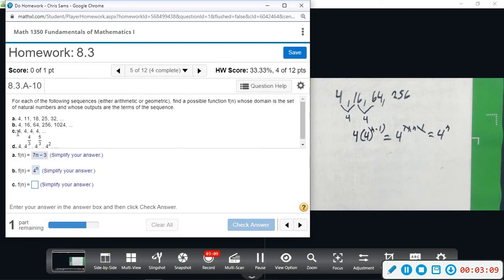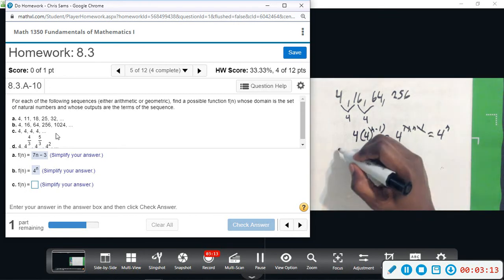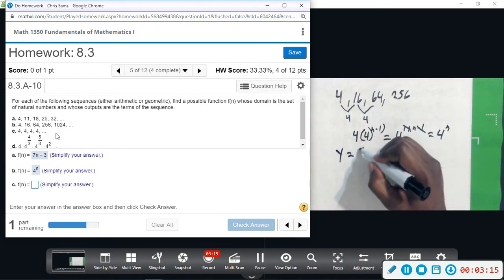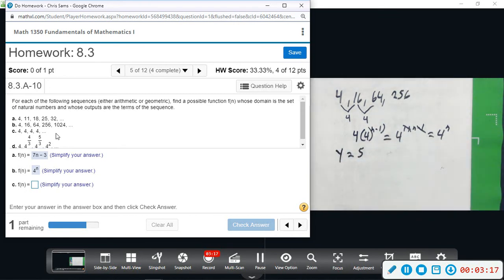Alright, C is all 4s. What you notice is a constant function. So this is kind of like y equals 5. No matter what x is, 1, 2, 3, 4, 5, you're just getting that number. So there's nothing to do here, just to understand it's constant. The function here would just be whatever that constant is. In this case, it would be 4.